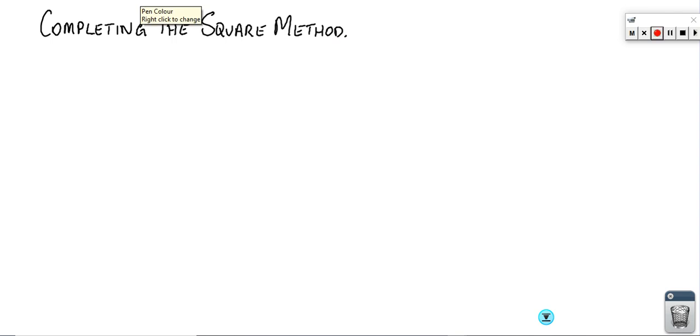So there are some steps which we need to follow. I'm going to write down the steps first, then we're going to work out the various examples so that you can understand the method. These are the steps which we need to follow.